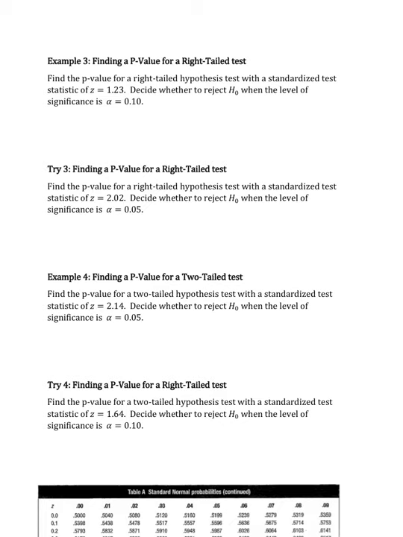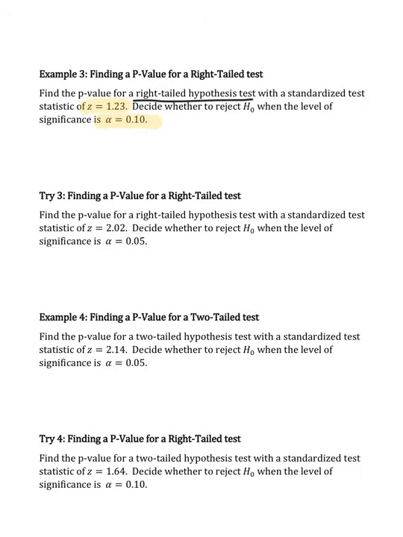Okay, finding a p-value for a right-tailed test. So again, let's kind of highlight our important information. We have our z-value is 1.23. Our level of significance is 0.10. And we know that this is going to be a right-tailed hypothesis test. So I always draw out the curves just out of habit. So we're going to draw our bell curve. 0, 1, 2, 3, negative 1, negative 2, negative 3. And our z-value is 1.23, which puts us about here. So we are finding this area.